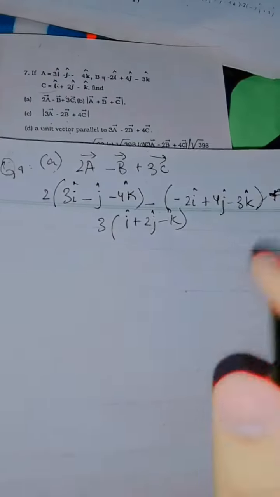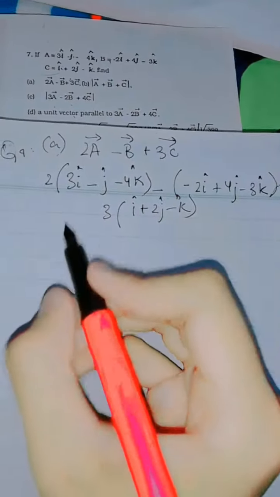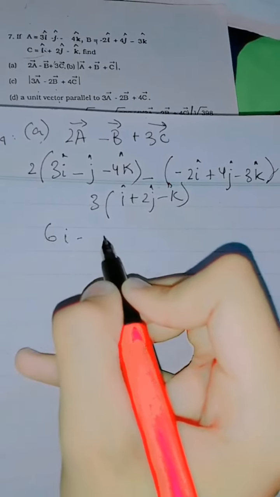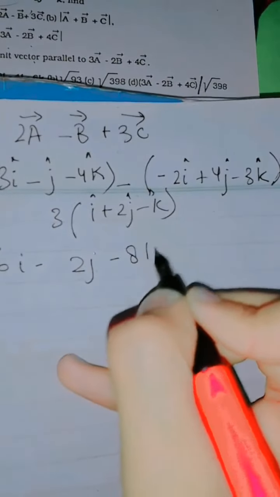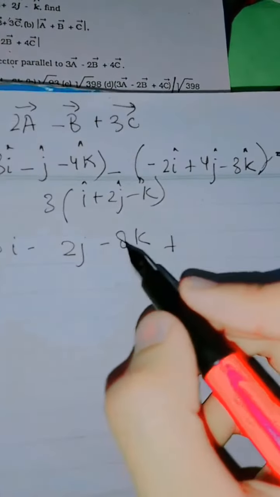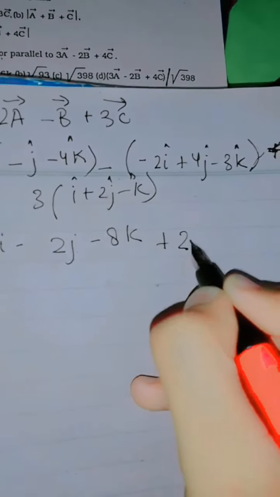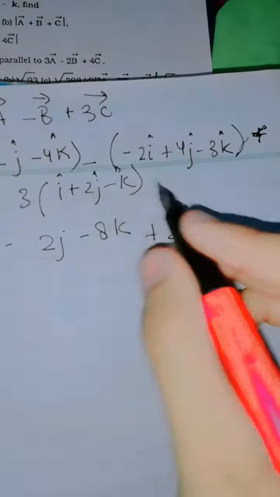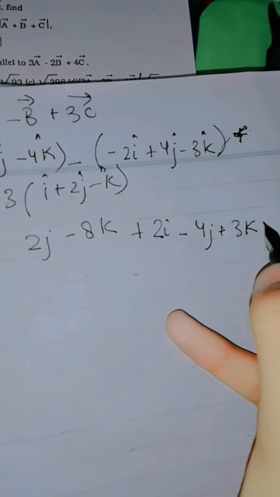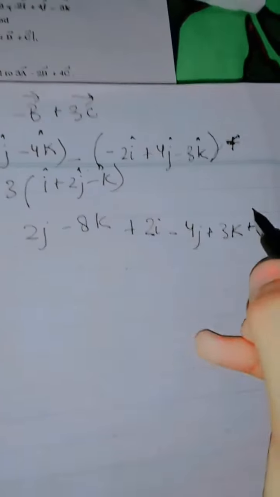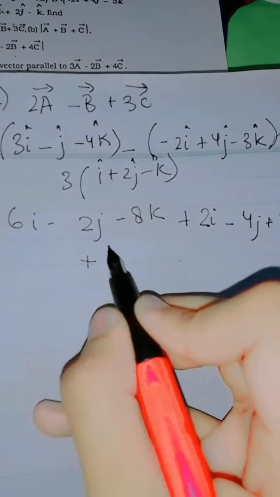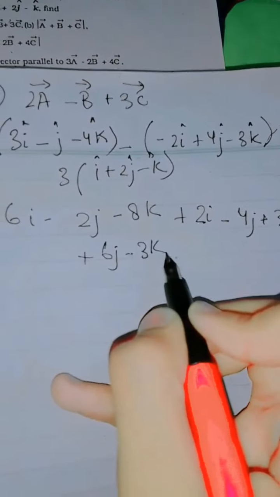So now we'll be solving it. First of all, 2 times 3 is 6i minus 2j minus 8k, plus then we'll be doing this minus minus plus 2i minus plus minus 4j plus 3k. Then we are having plus 3i plus 3 times 2 is 6j minus 3k.